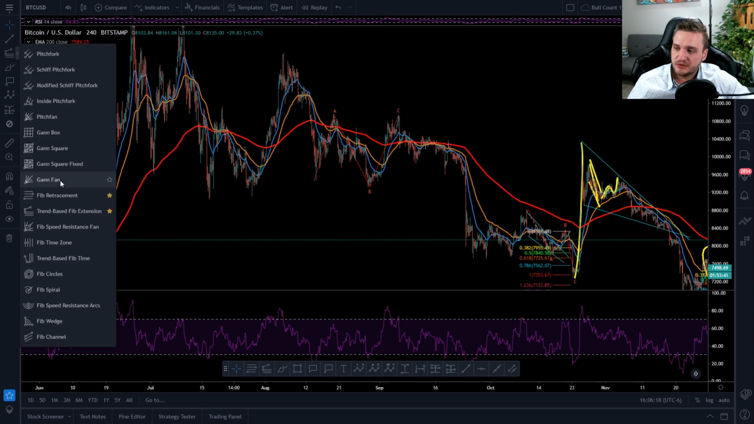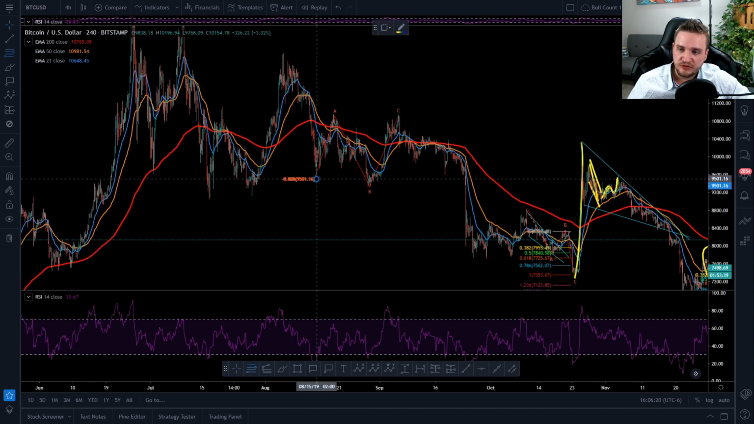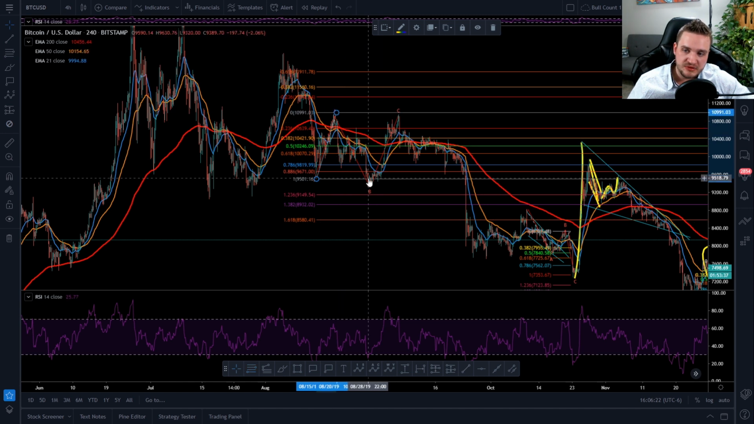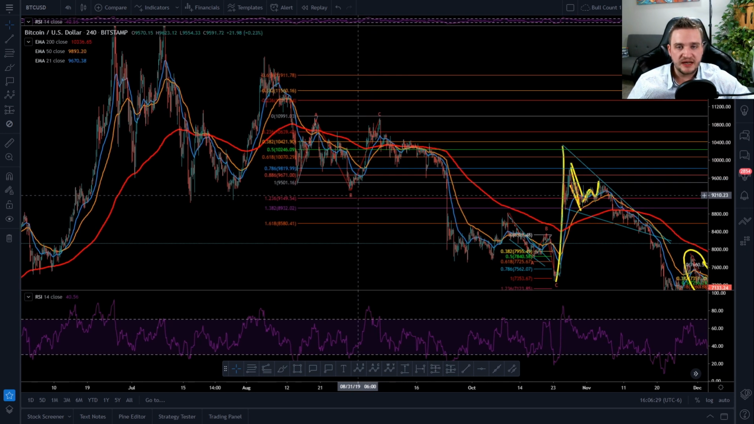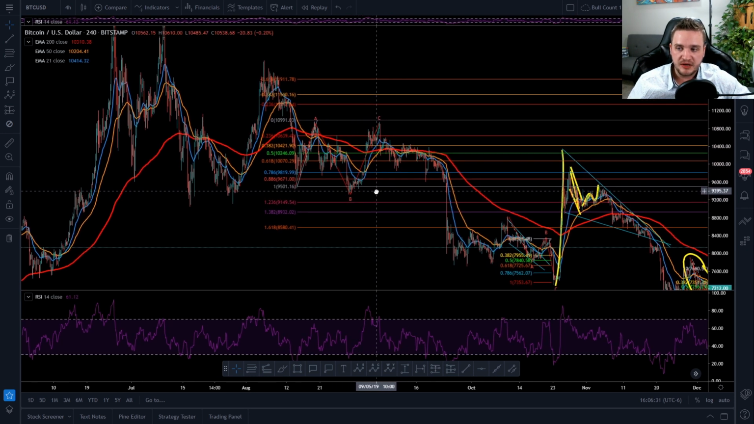So with that being said, we can take the fib retracement, we can go from here to here, and we would see that we passed the start of the A wave, but we didn't hit our 1.236. Now, this is just a guideline. It's just the typical area where we typically will come to.